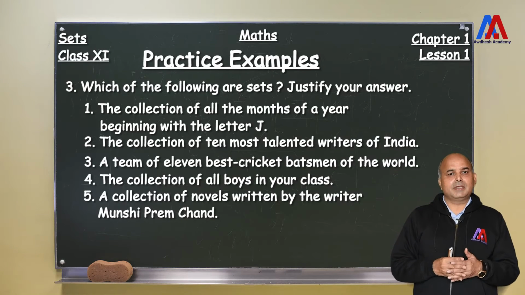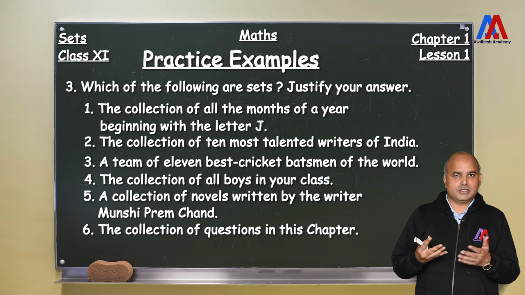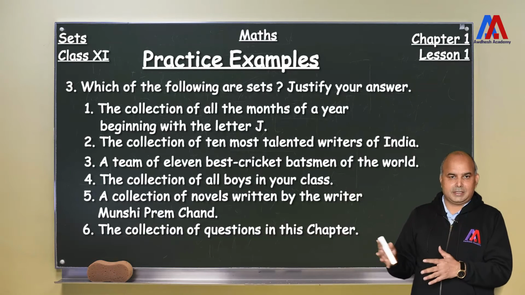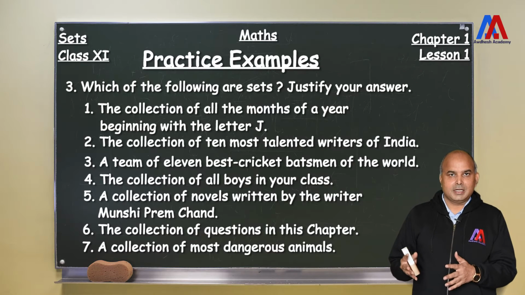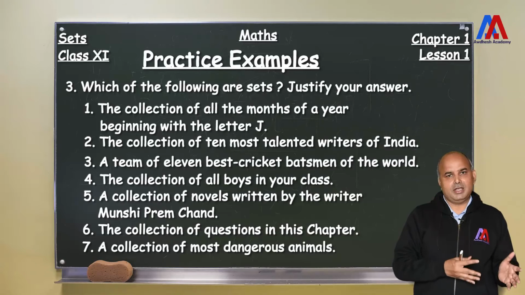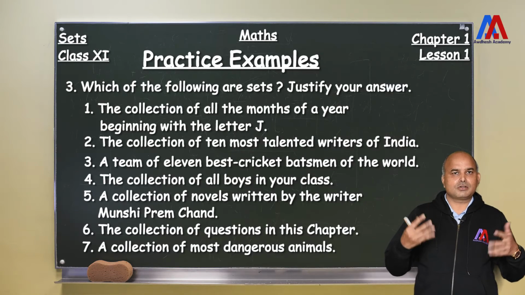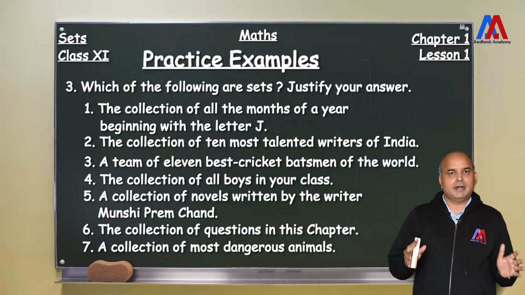Let's take the next example, the collection of questions in this chapter. We know that there are limited questions in this chapter, and all the questions can be written, so this will again constitute a set. Let's take the last example, the collection of the most dangerous animals of the world. The most dangerous animals are very difficult to define. Somebody will say lion, somebody will say tiger, somebody will say elephant, depending upon the person's conviction and subjectivity, and therefore it is impossible to define this as a set.